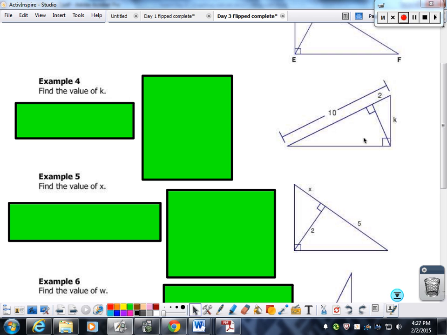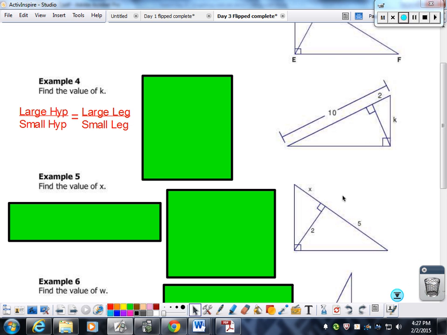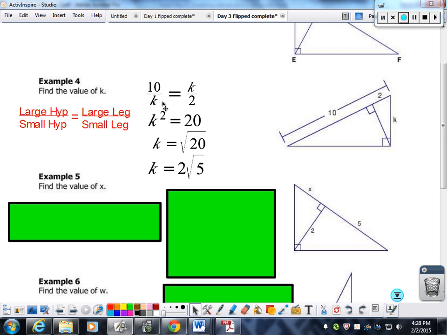Here's another set of similar right triangles. We want to find the value of k. So we've got the large hypotenuse over the small hypotenuse is going to equal the leg of the large triangle over the leg of the small triangle. So we'd set that up, and 10 over k equals k over 2. Cross multiply, k squared equals 20. k is the square root of 20. 20 is 4 times 5. Square root of 4 is 2, so k equals 2 square roots of 5.